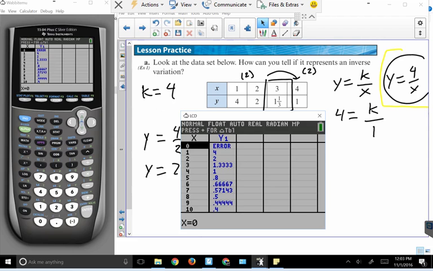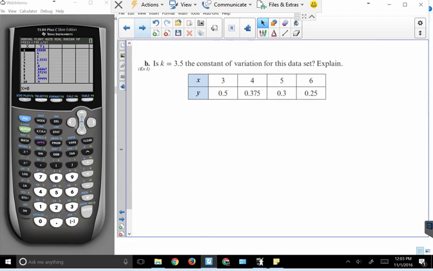Okay. So, I'm going to do that. It says k is the constant of variation for this. Is it? I'll give you a minute or so to figure that out.